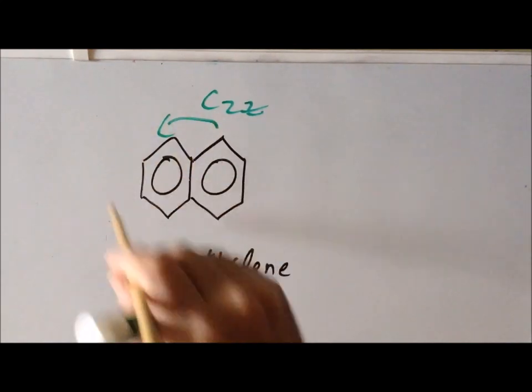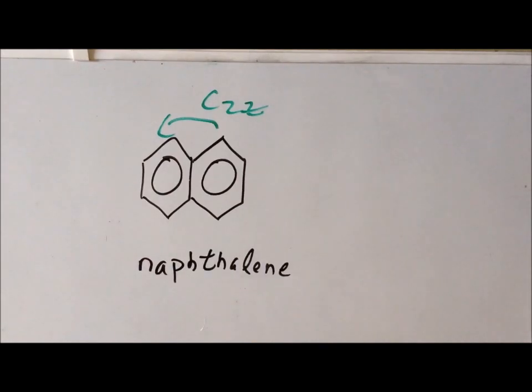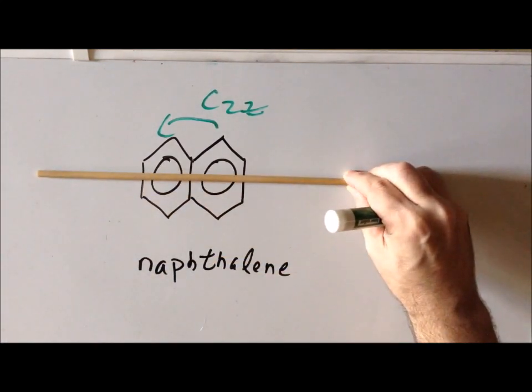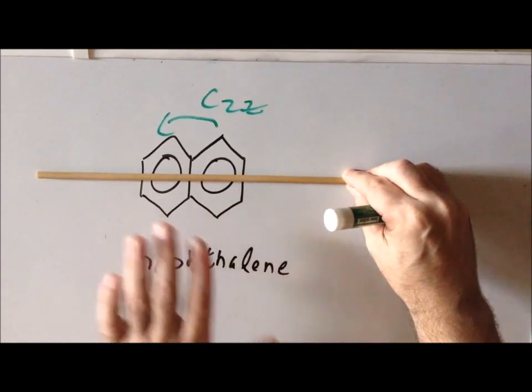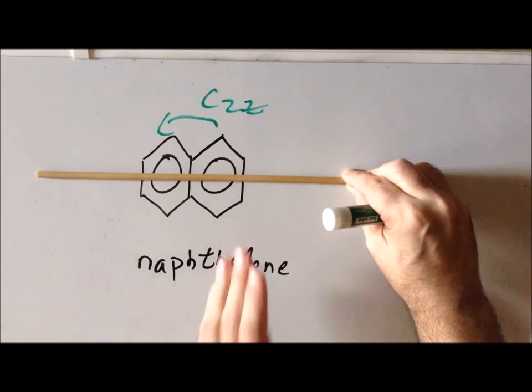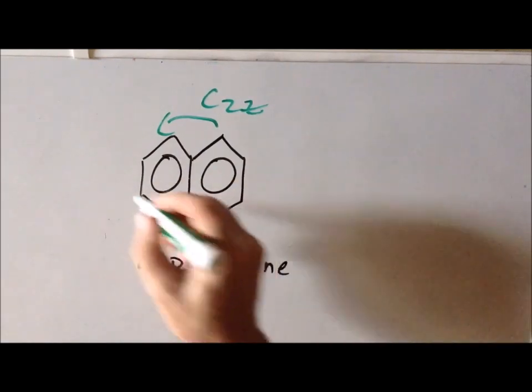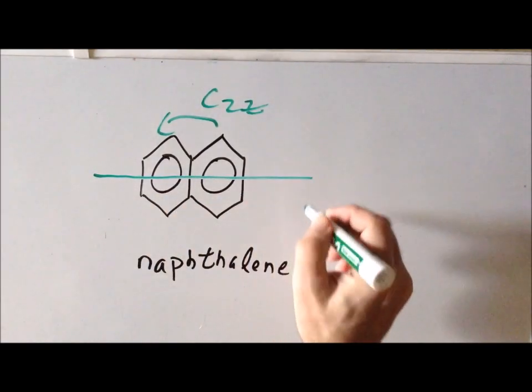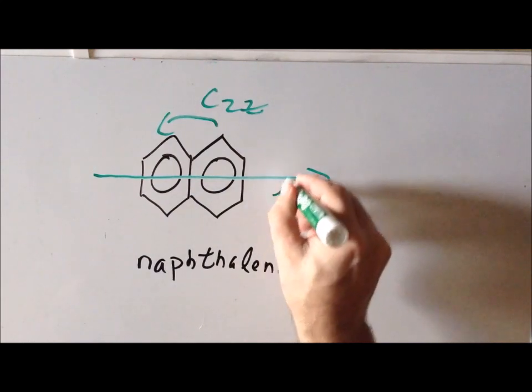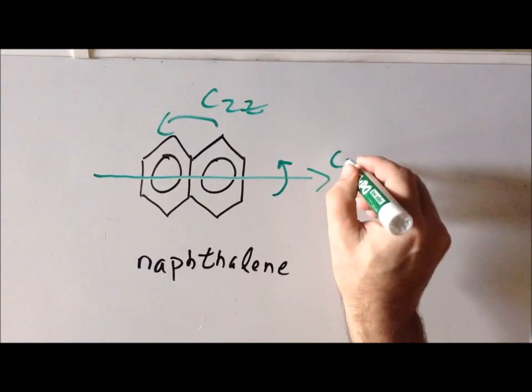Do we have any other C2s? Yes, we do. We notice that if we go along the x-axis, I can rotate, and again, this is going to be a planar molecule, perfectly flat. I can flip it over like a pancake, and I would get a molecule that looks exactly the same. So along the x-axis, we also have a C2. So I'll call that C2X because it's along the x-axis.